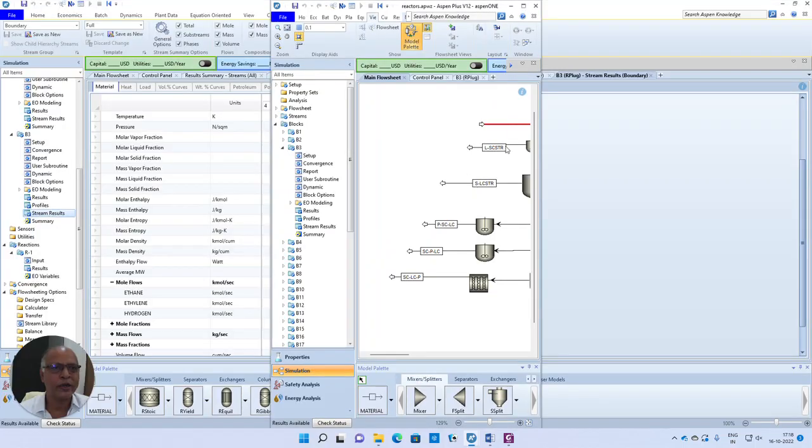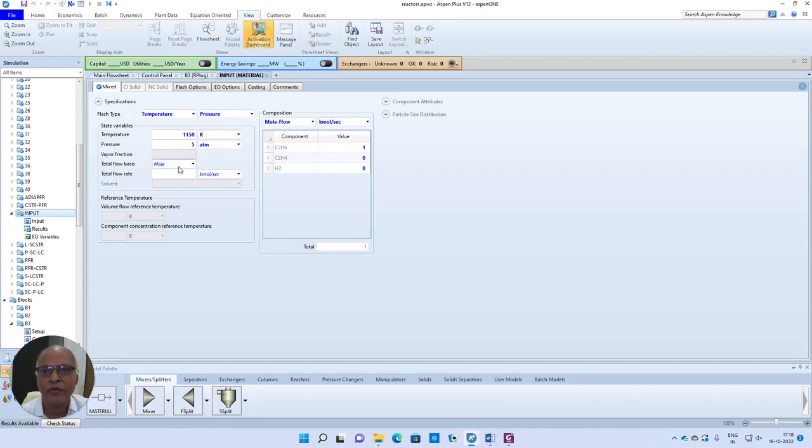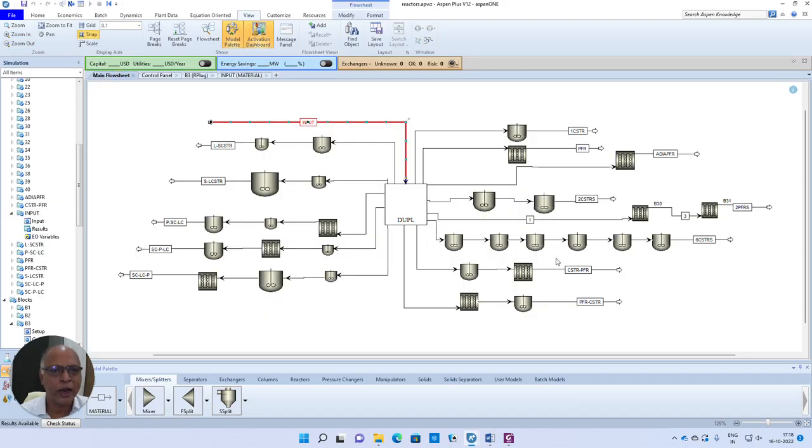In fact, you can do things like this, the same reaction, same kinetics. I'm using a duplicator block. The input is same as what we have considered here: 1150 Kelvin, 5 atmospheres, the reaction is same and so on. Now what I am trying to do is I have taken a number of outputs from this duplicator block, and all these outputs are going to have the same information as that of the input. You can see the results of each of these reactors.